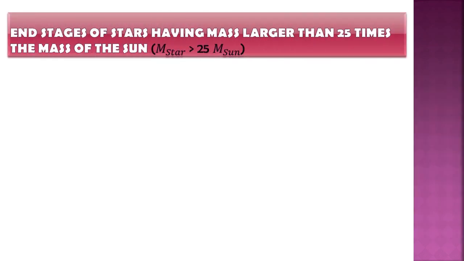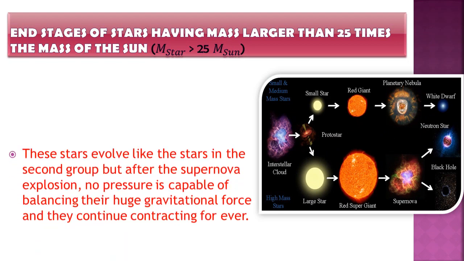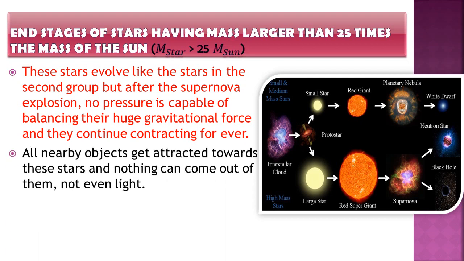Alright, now the third stage is the end stages of stars having masses larger than 25 times the mass of the sun. That means these stars have masses much greater than the sun. So these stars evolve like the stars in the second group, but after the supernova explosion, no pressure is capable of balancing their huge gravitational force, and they continue contracting forever. As their size becomes smaller, their density and gravitational force increase tremendously, and all nearby objects get attracted towards this star and nothing can come out of it, not even light.